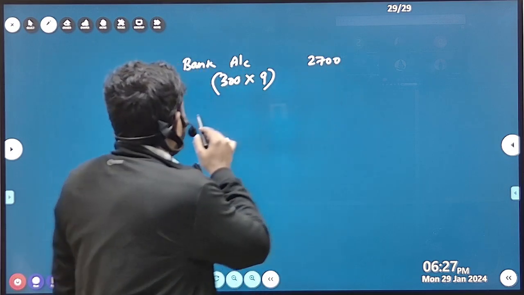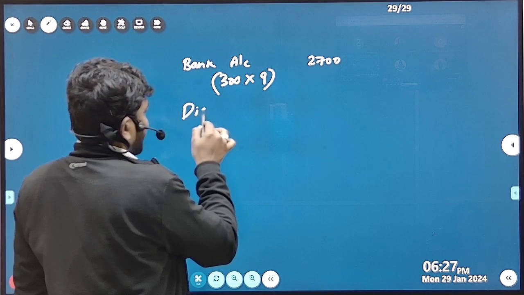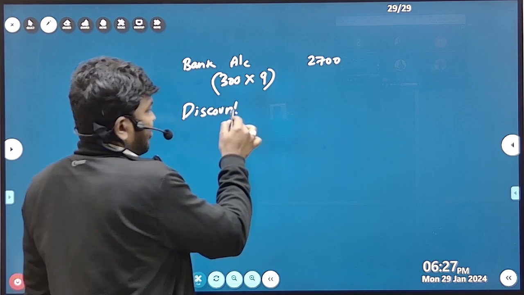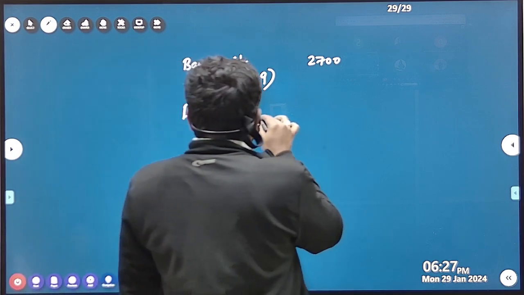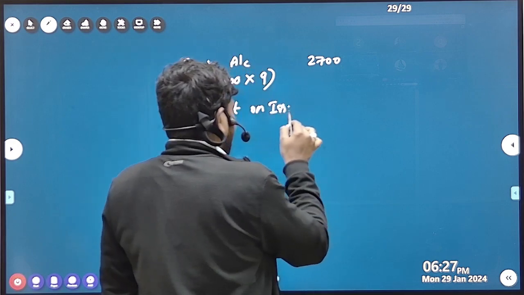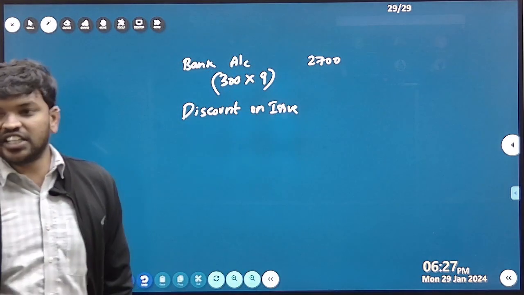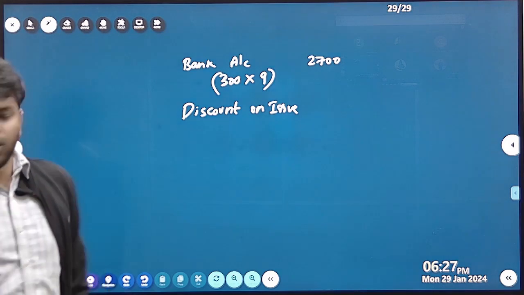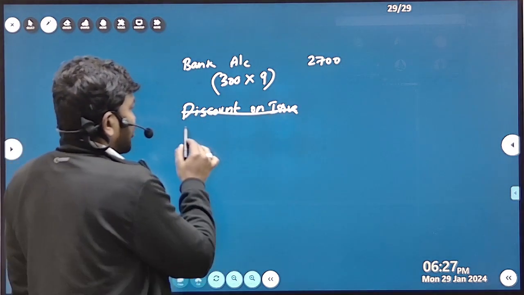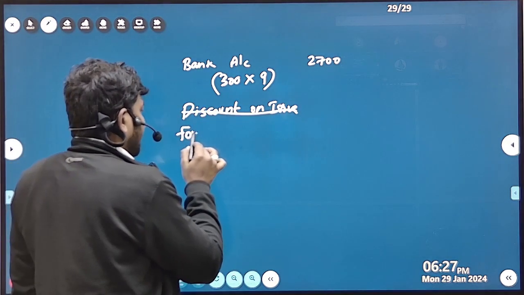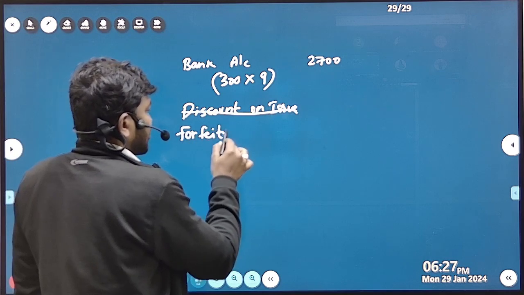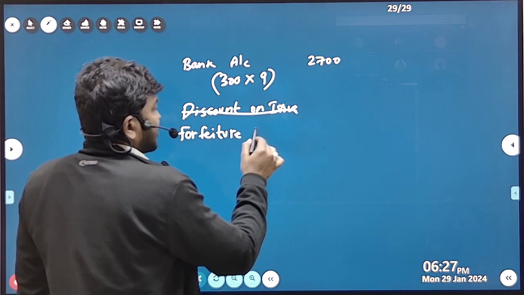2700. Normally the account would be discount on issue of shares. Yes or no? We have already seen discount on issue of shares. But these are the shares which are reissued. So you should not debit discount on issue. You have to use forfeiture account. What is this account? Forfeiture of shares account.